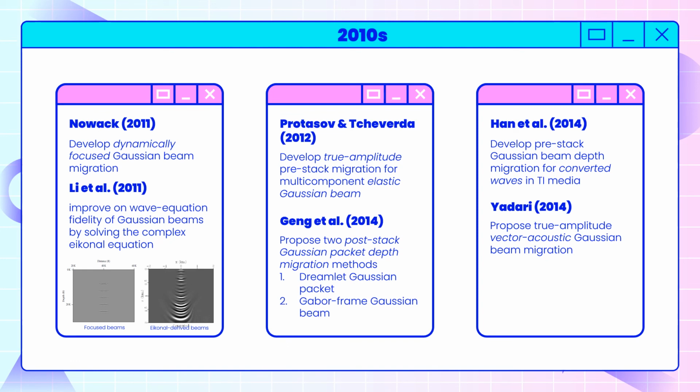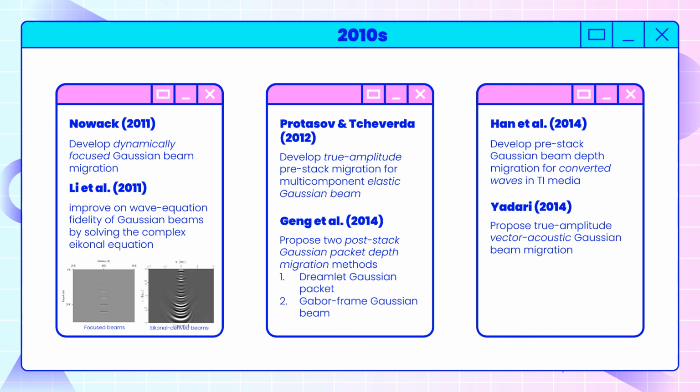propagation of Gaussian packet. The first method is the Dreamlet Gaussian packet method, whereas the second method is the Gabor frame Gaussian beam method. Han et al. in 2014 developed a pre-stack Gaussian beam two-dimensional depth migration method for the converted PS wave in transversely isotropic media.